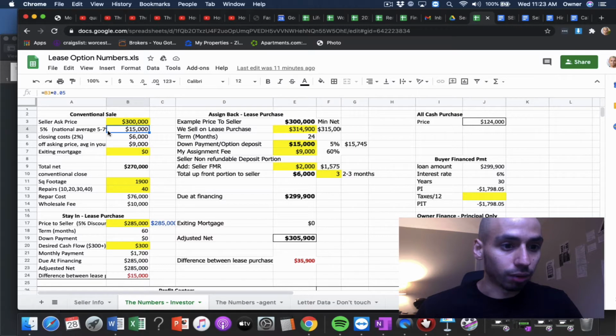They automatically create. In my area, it's about 5%. Closing costs are roughly 2%. Off asking is about $9,000. So $300,000, and then I have here the total net that they would. I'll show you what this looks like in the letter.